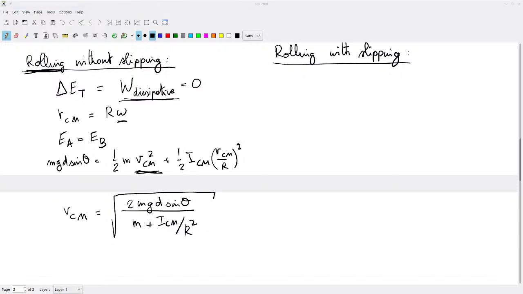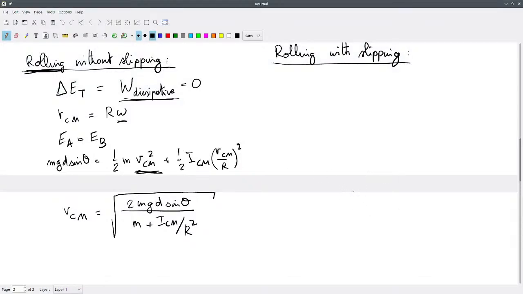So that's one way in which we can use energy considerations to determine the velocity at the base of the plane in the case of rolling without slipping. So now let's look at the other case here, rolling with slipping.